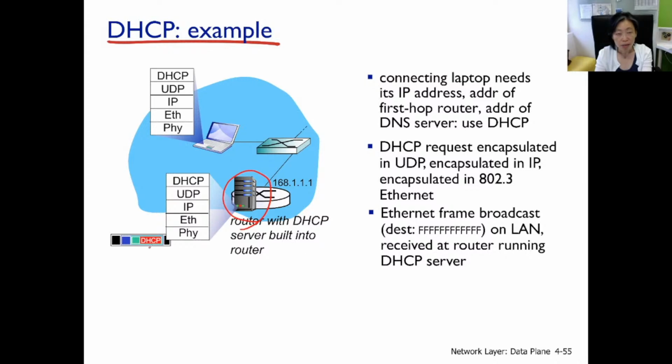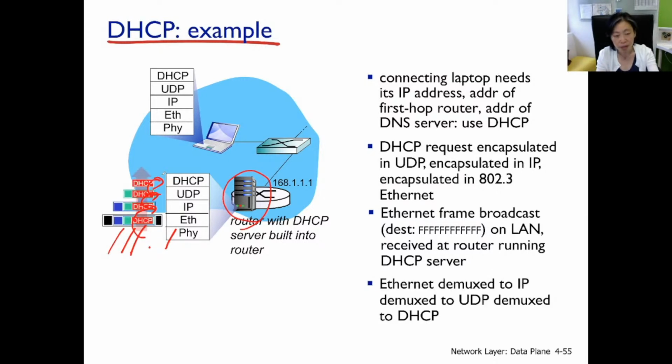So this is what's going to be extracted and passed up to the IP layer. This is extracted and passed up to UDP, and this is extracted, eventually reaching the application layer. So the server can see this is a request message, and therefore sends back a reply. You see here, going all the way, Ethernet gets demuxed to IP, to UDP, and finally to the server side of DHCP.